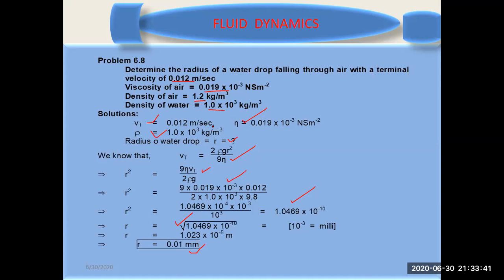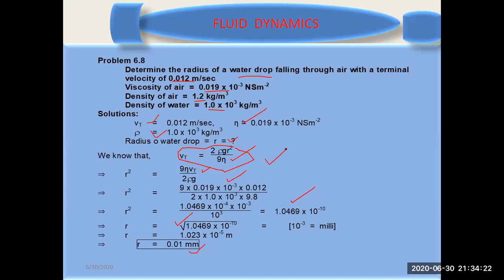If you look at this problem, it is to determine the radius of the water drop. To calculate the radius of the drop through the air, the terminal velocity is given, viscosity of the air is given, density of the air is given, and density of water is also given. Then what will you do? You have to calculate the radius of that drop. The radius of the drop is calculated by using Stokes law, and by using the definition of terminal velocity, putting the values, you are able to calculate the radius of that drop which is falling under these conditions.